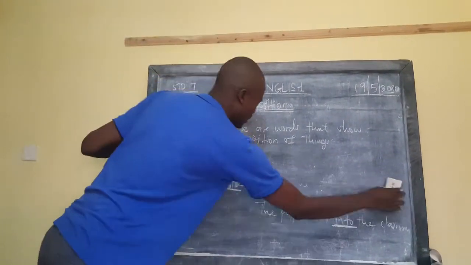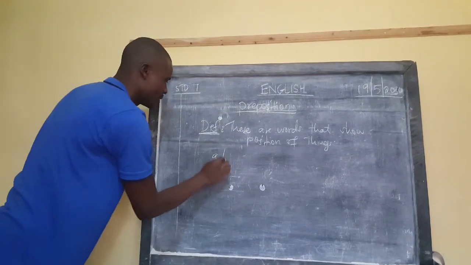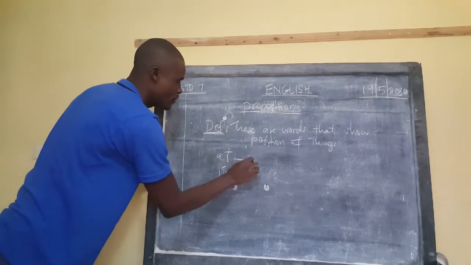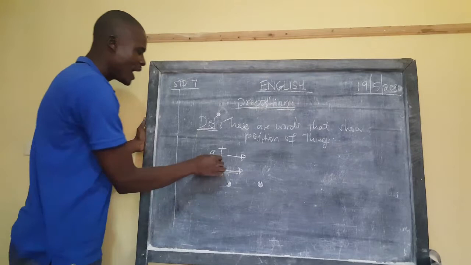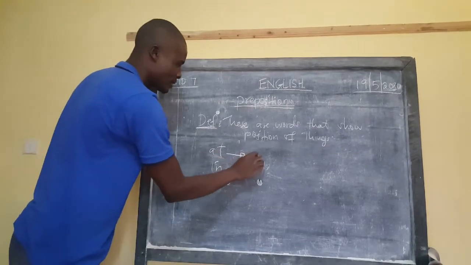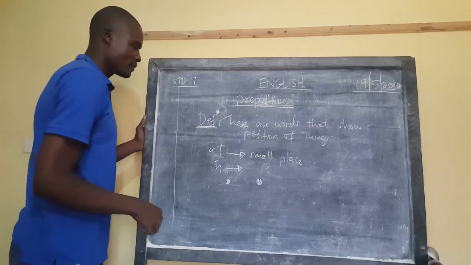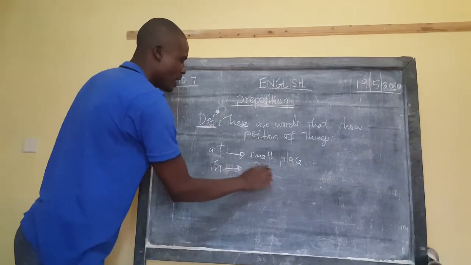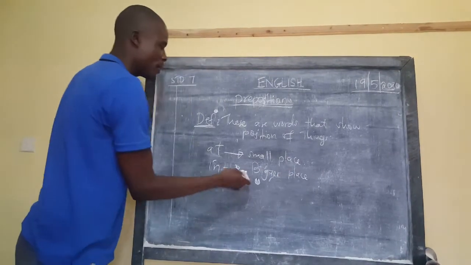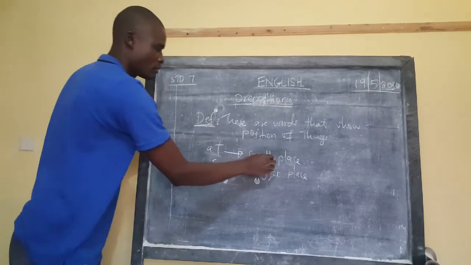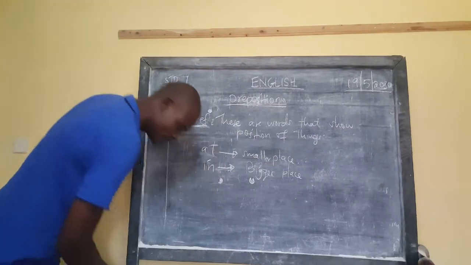We go to our second aspect. That is the use of at and in. At and in. How do you differentiate between these two? At refers to a smaller place, a small place. And then in refers to a bigger place. So we are comparing the small one and the big one. What do we mean by this, learner?